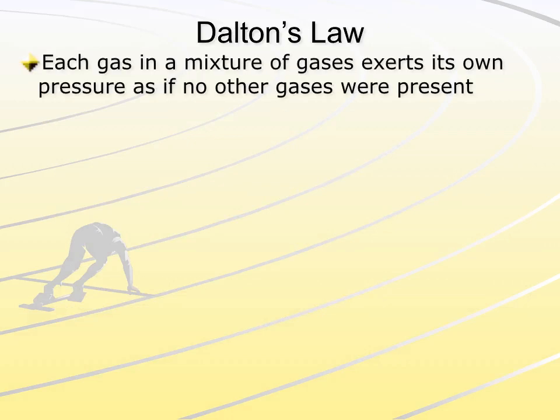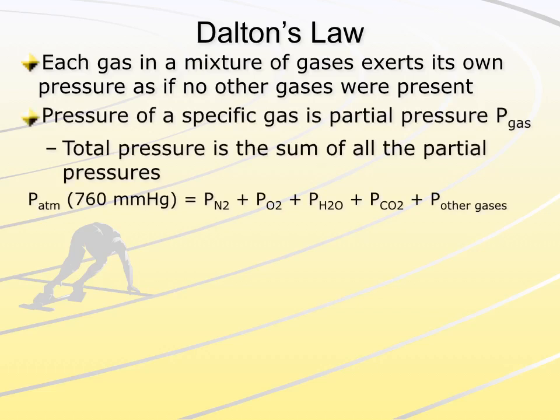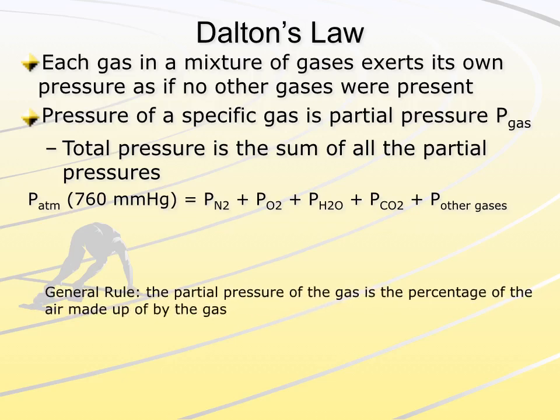The next law is Dalton's law. Dalton's law tells us that each gas in a mixture of gases exerts its own pressure, where the pressure of a specific gas is the partial pressure of that gas within the total. We can look at, say, the atmosphere of 760 millimeters of mercury, which is going to be comprised of the partial pressure of nitrogen plus the partial pressure of oxygen plus the partial pressure of water plus the partial pressure of carbon dioxide plus the partial pressure of all other gases in the atmosphere.